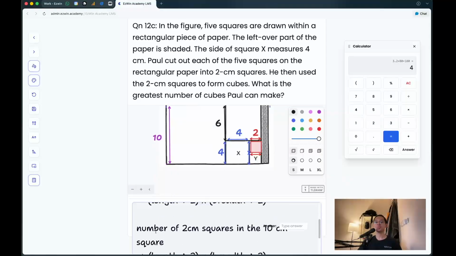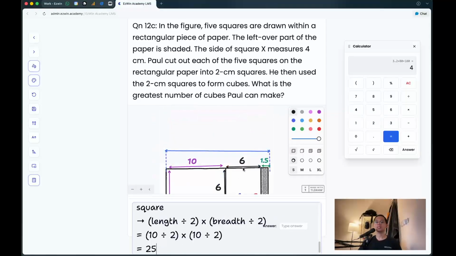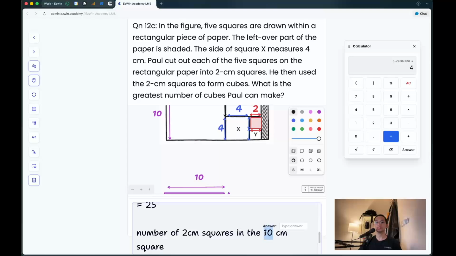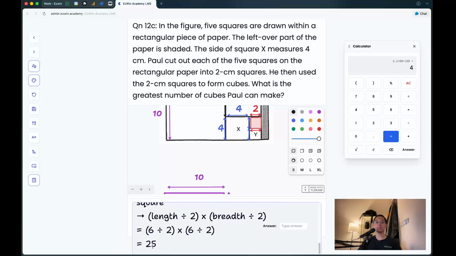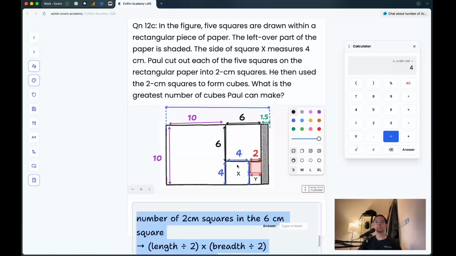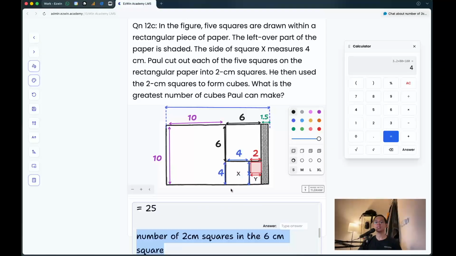Then we can do the 6 centimeter square. So let's do for the 6. So we have the length 6 divided by 2, breadth 6 divided by 2. Luckily, all of these are even numbers. So it's 9. So technically, we can do the same with the 4 and 2 as well. So this is the same, I would say.